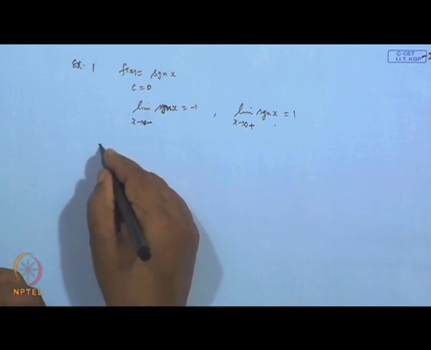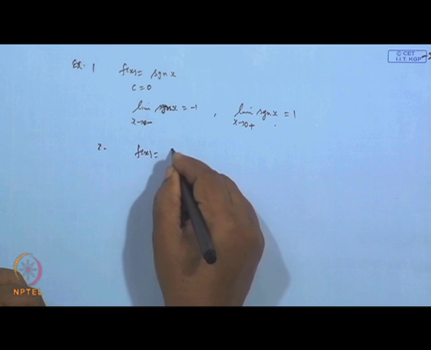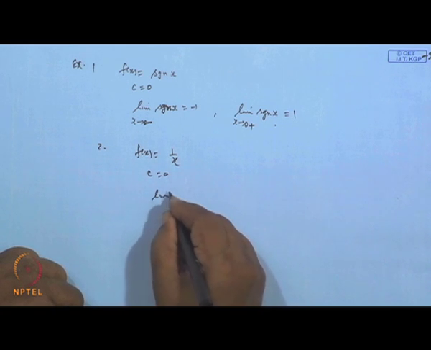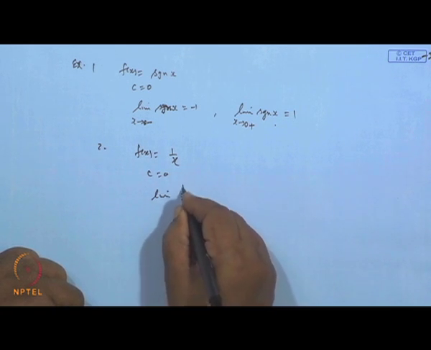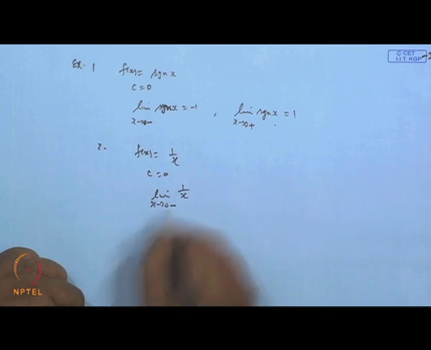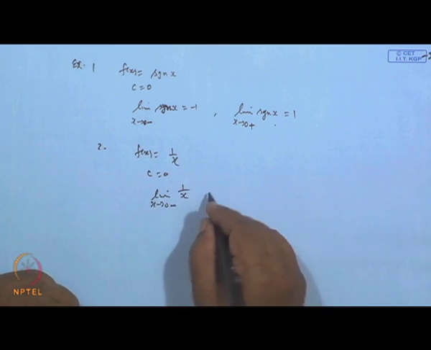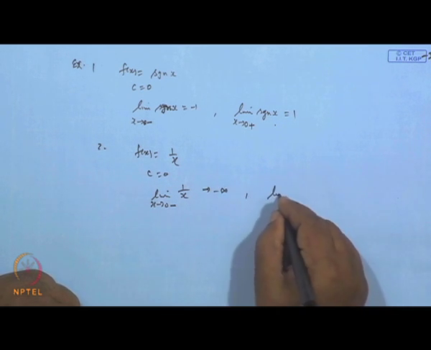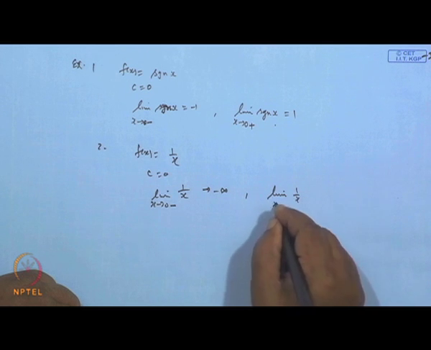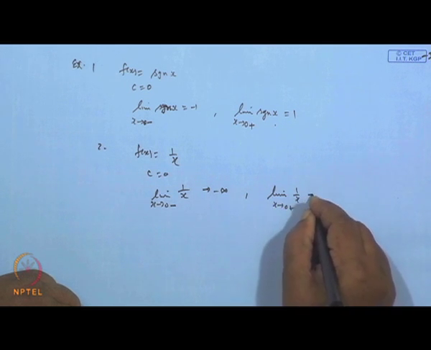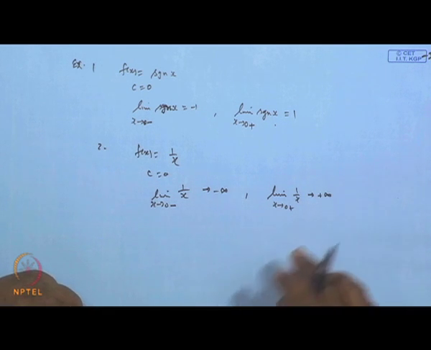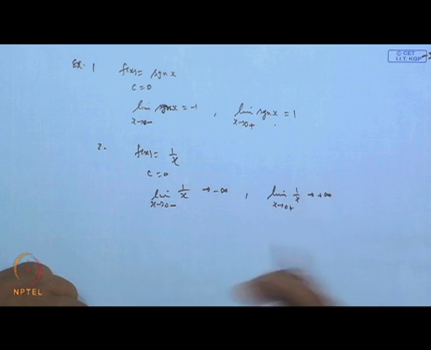The second example: if I look at the function f(x) which is 1 by x, then when c is the point 0, the limit of 1 by x when x tends to 0 minus goes to minus infinity, and the limit of 1 by x when x tends to 0 plus goes to plus infinity. So, the limit does not exist here, of course, and they are different, they diverge.